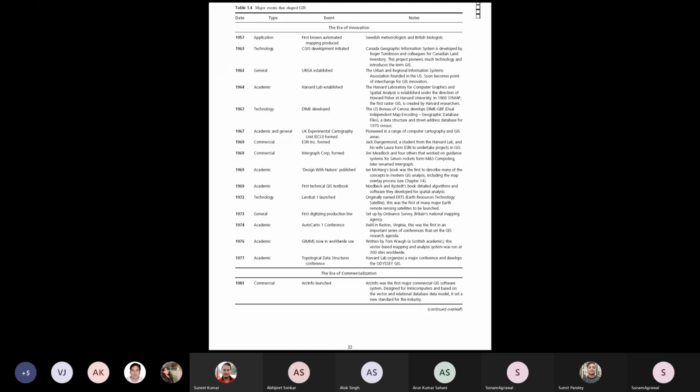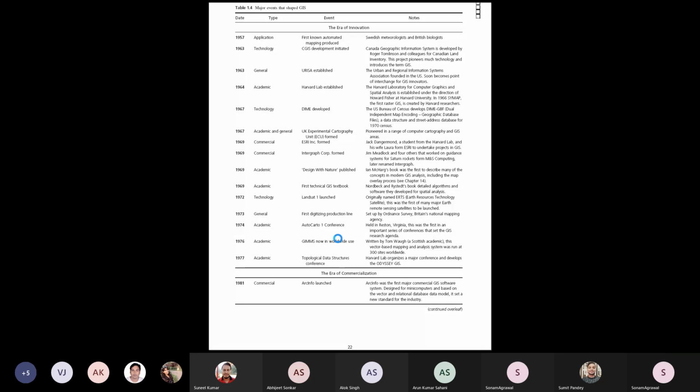Now you can download that slide, but right now the screen is visible, so I'm going to continue this way only. So this is about the era of innovation, and you can find several types of innovation that have taken place in this era. The very first one is 1957. Type is application: first known automated mapping produced, by a Swedish meteorologist and British biologist. Automated mapping means GIS is used a lot for mapping purposes, for example, if I want to map all the schools of Prayagraj. This is how we use GIS for mapping. The very first example of this was given in 1957.